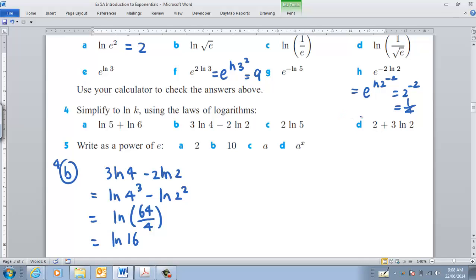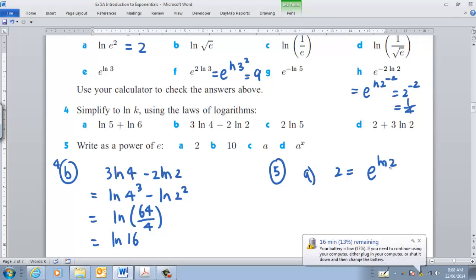When we're doing something like number 5, what we'd be looking at there is writing it as a power of e. You remember e and ln cancel each other out, so if we're looking at, say, number a, 2 is equal to e to the ln of 2. Our ln's a bit dodgy, but you can see the idea that we've got e to the ln of 2 because we know that they cancel each other out. It's really important that you understand that.